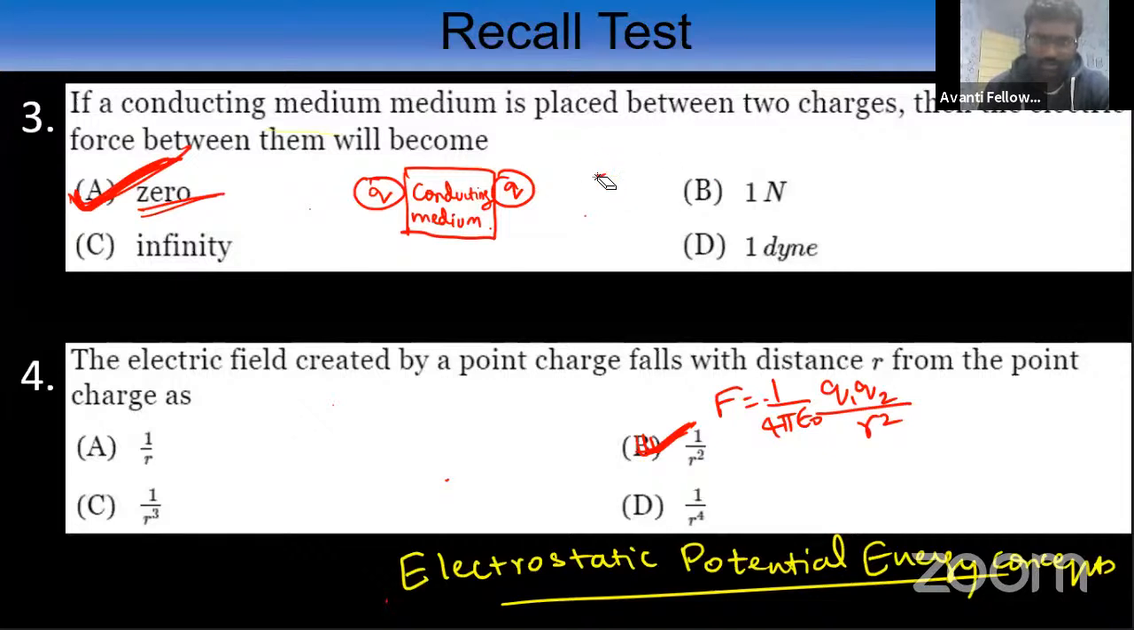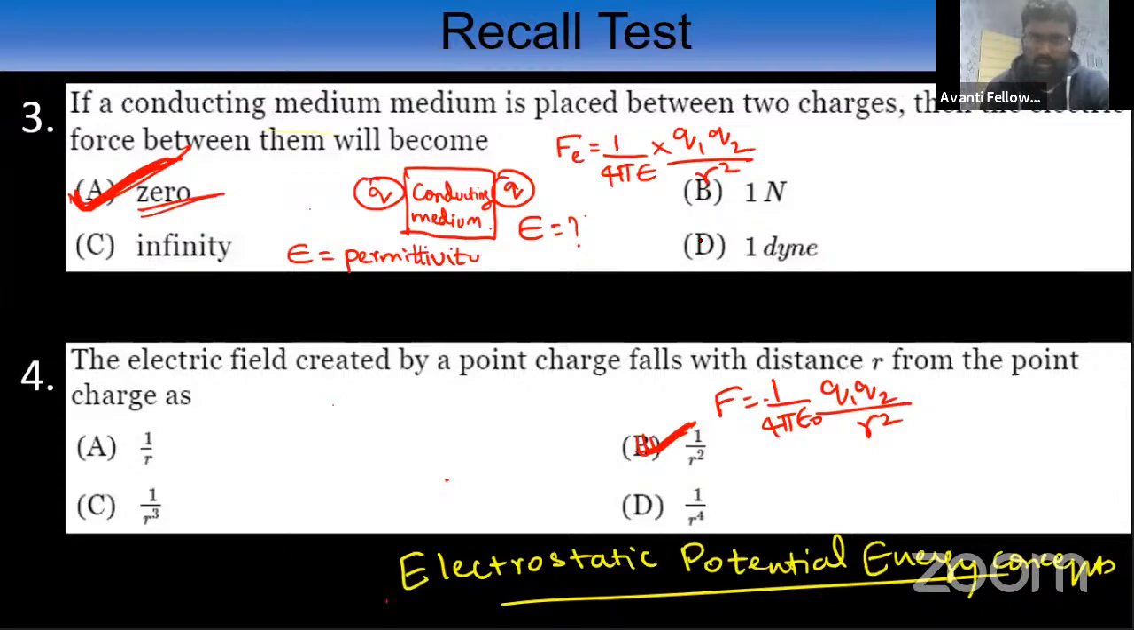We know the formula for electrostatic force: Fe is 1 by 4 pi epsilon naught, or epsilon, into q1 q2 by r square. What about this epsilon, guys? What is this epsilon? It is called permittivity. Yesterday we learned permittivity. So epsilon is permittivity, but what do you mean by permittivity?